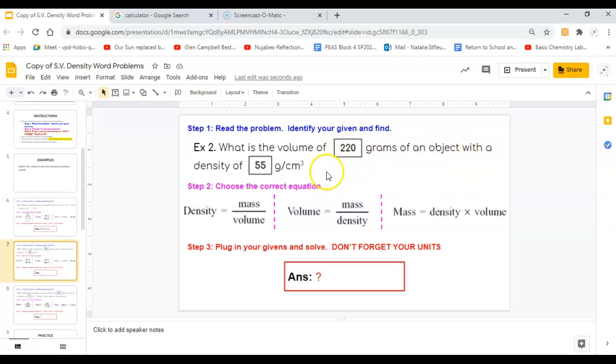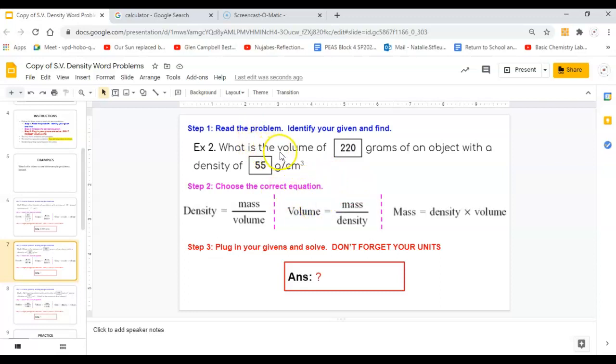And it says of an object with a density of 55 grams per centimeter cube. I see two units here, grams and centimeter cube. So I know when I see units that look like this, that this number that's in front of those units must be my density.